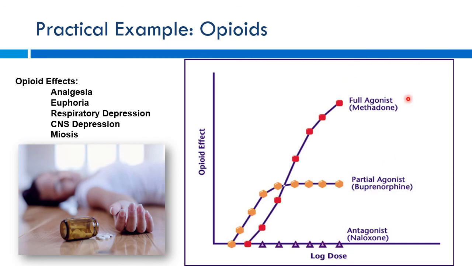However, if I have a full agonist like methadone, you're going to see that you do get pretty good effects out of that, right? So again, that's what I would expect to see. And if I were to completely saturate all those receptors, you'd expect it to plateau out. The patient would probably stop breathing by that point, right?